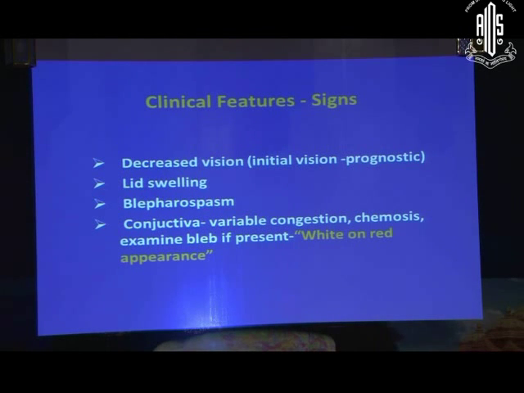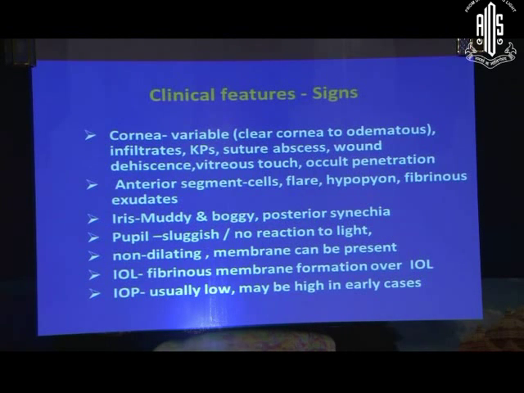One of the very important features is the white on red appearance in the conjunctiva. The early signs of endogenous endophthalmitis are decrease in vision, lid swelling, and blepharospasm. These three things, with the decrease in vision, should alert the ophthalmologist to the possibility of endogenous endophthalmitis. Many a time one will be able to find the track, maybe in the form of a suture abscess, a wound dehiscence, a vitreous touch, or an ocular penetration.